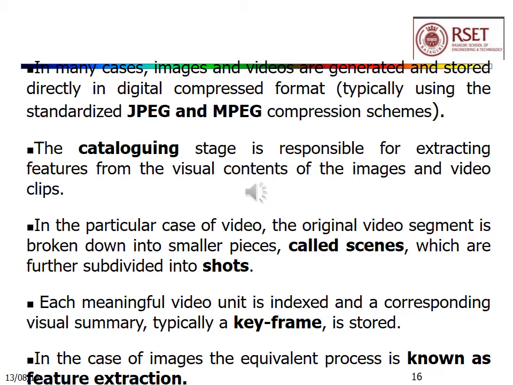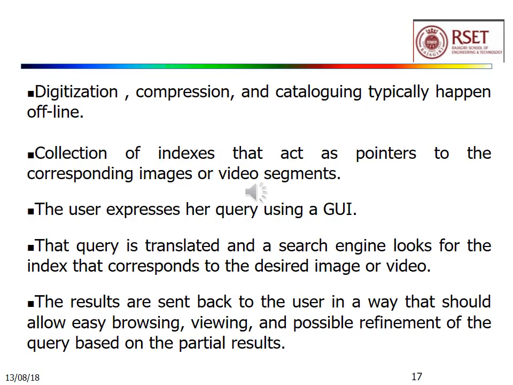In the case of images, the equivalent process is known as feature extraction, which consists of extracting numeric information about the image content. The numeric information includes coarseness, the first order moment like the mean, second order moments, skewness, kurtosis, entropy and energy. These are the different mathematical or numerical information, and we'll discuss more details in module 2.